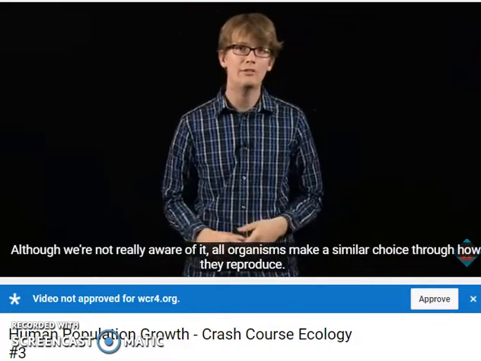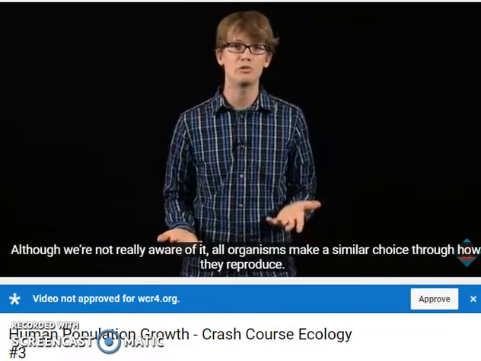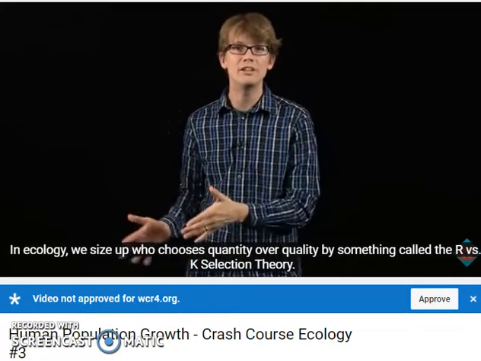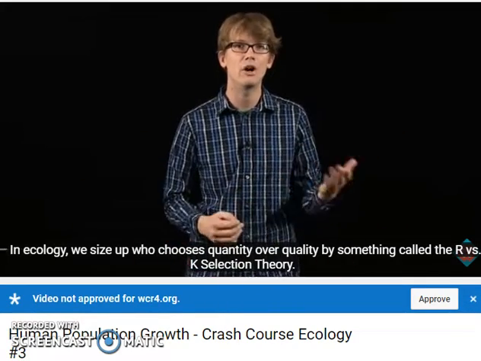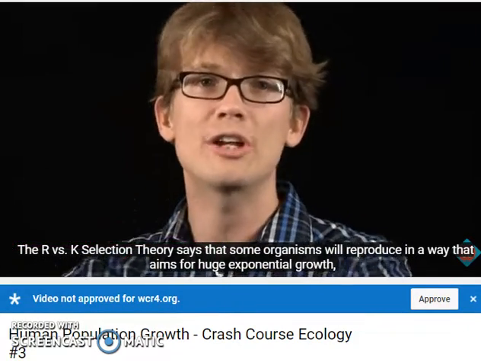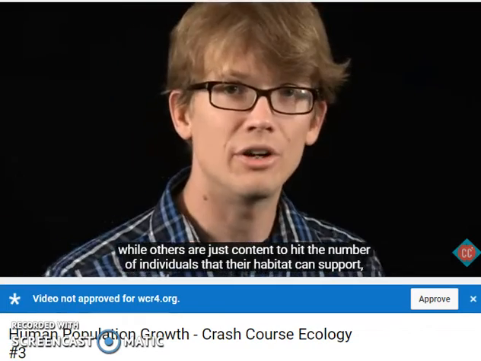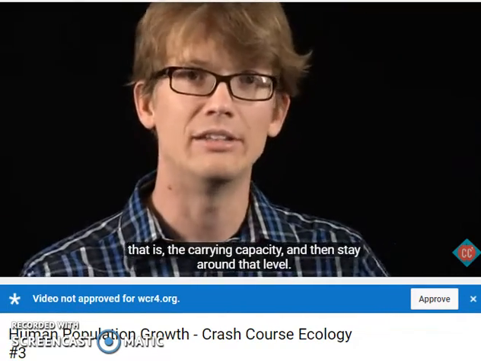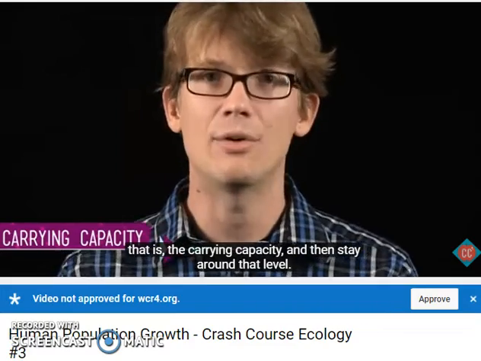Although we're not really aware of it, all organisms make a similar choice through how they reproduce. In ecology, we size up who chooses quantity over quality by something called the R versus K selection theory. The R versus K selection theory says that some organisms will reproduce in a way that aims for huge exponential growth, while others are just content to hit the number of individuals that their habitat can support, that is, the carrying capacity, and then stay around that level.